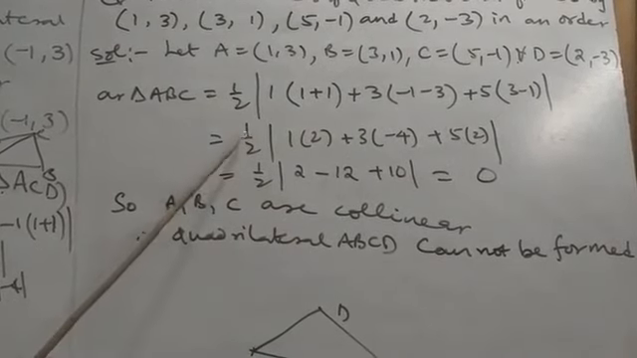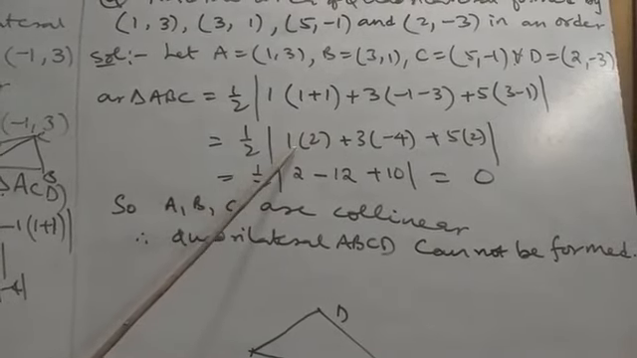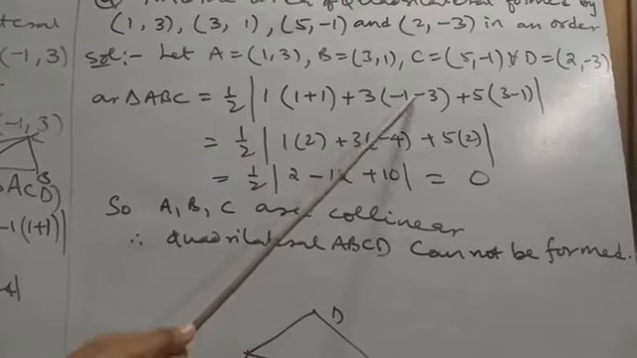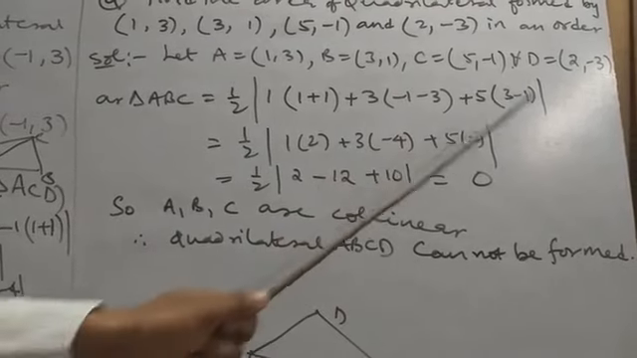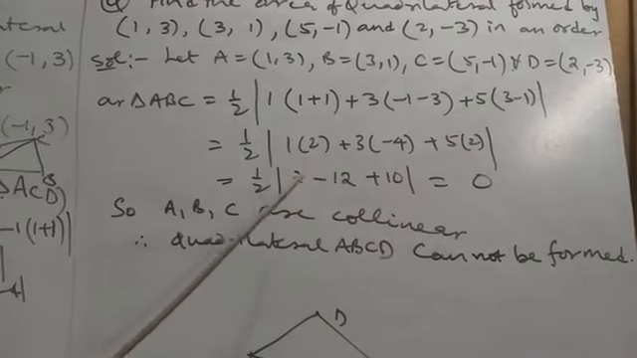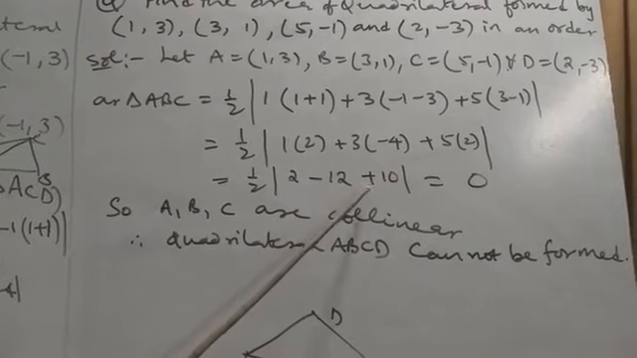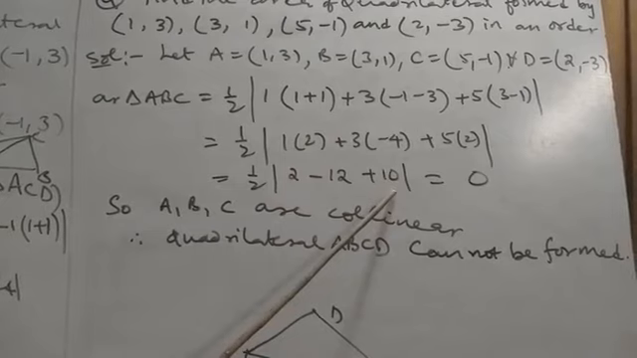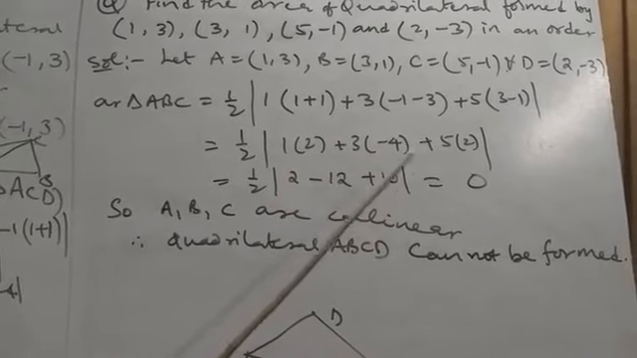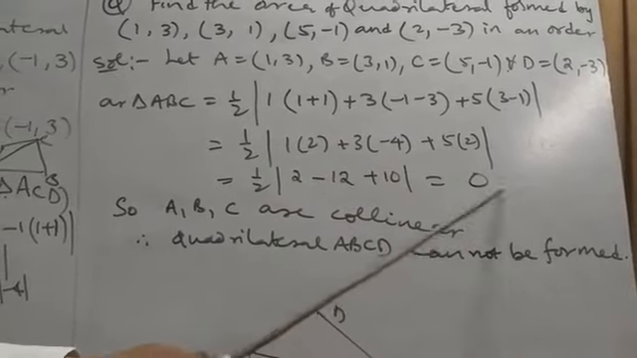It is nothing but half of modulus of 1 of 2 plus 3 of -4 plus 5 of plus 2. It is nothing but 2 minus 12 plus 10. 2 plus 10 is 12. 12 minus 12 is nothing but 0. So you got the area of the triangle as 0.